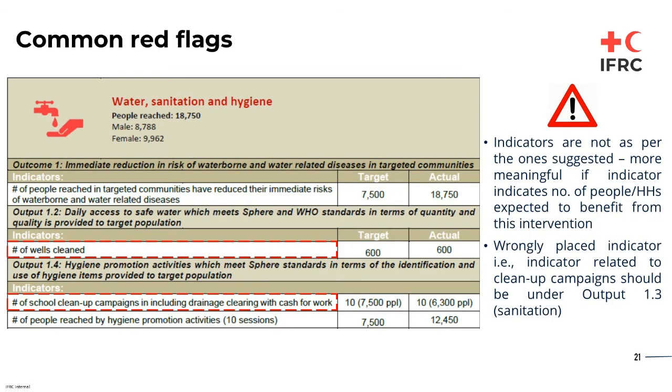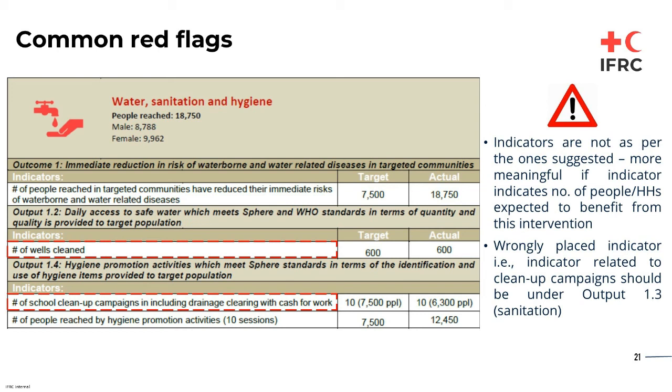This last example comes from an operation update of a flood response. Again, we see that indicators were not taken from the standard recommended list. For example, number of wells cleaned. Instead, a more meaningful indicator would be to state the number of people or households expected to benefit from this intervention. Reporting that 600 wells have been cleaned does not necessarily mean that those wells are being utilized on the ground.